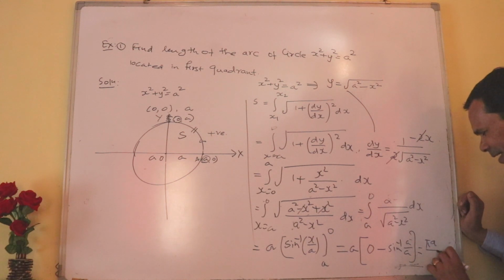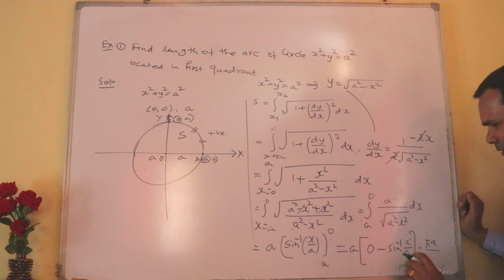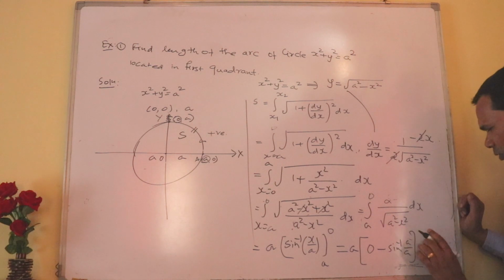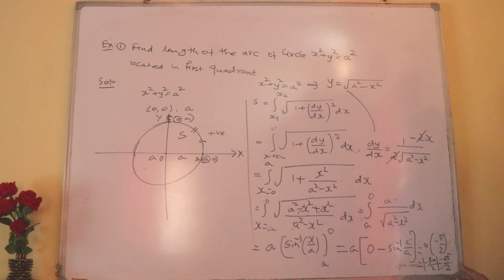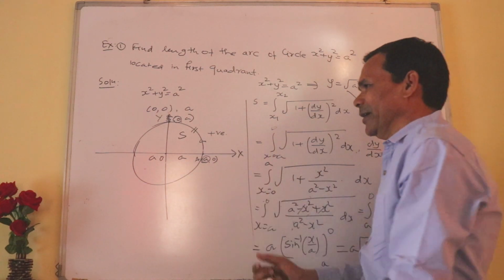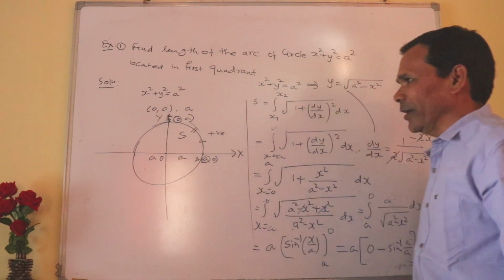So this is equal to a inside the bracket minus pi by 2, so minus pi a divided by 2. Length is positive, so we take the absolute value, pi a divided by 2. So this is the length intercepted in the positive quadrant.